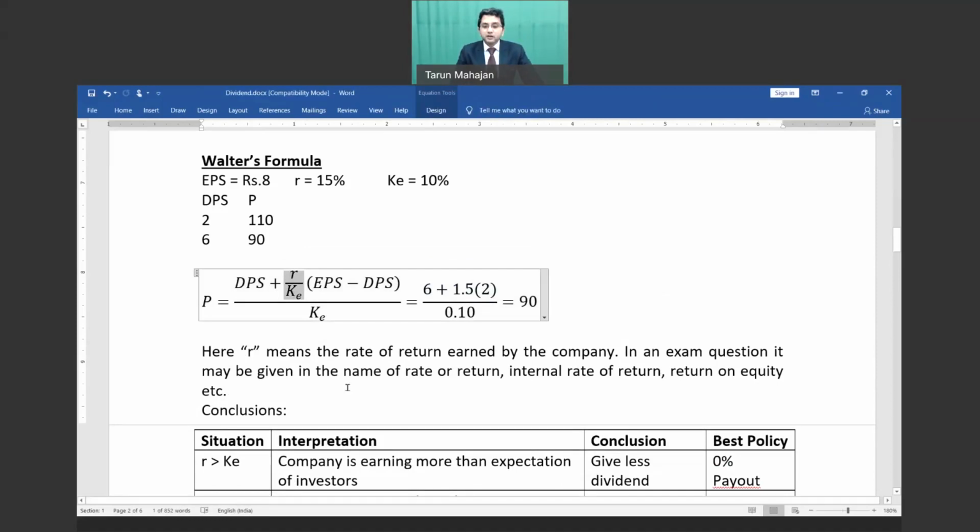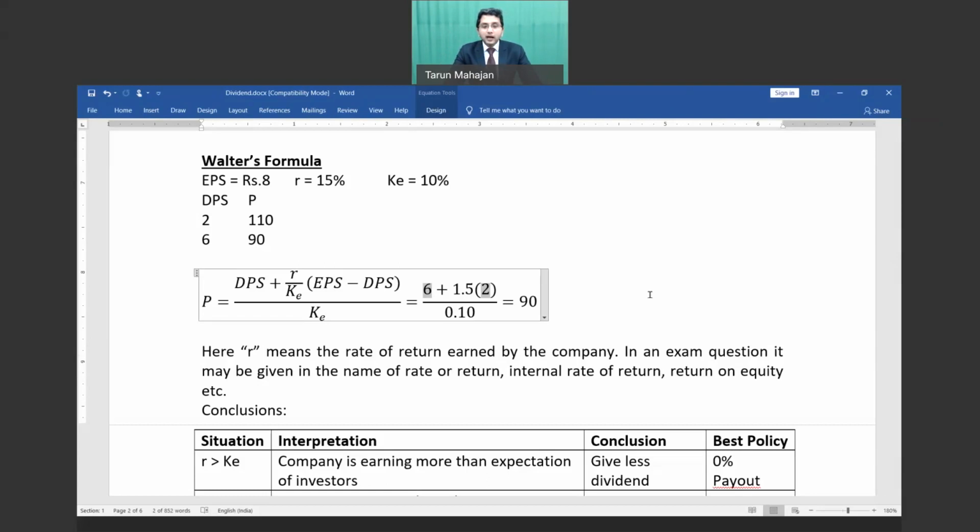So if the rate of return is more than cost of equity, this R upon K will be more than 1. Like this is 1.5. So whatever I put in the bracket: 6 rupees I am distributing and 2 rupees I am retaining. In total, 8 rupees is my EPS. If I distribute, it is outside the bracket. If I retain, it is inside the bracket. Whatever I put inside the bracket, it will become 1.5 times. And whatever I put outside the bracket, it will remain the same. So 6 rupees remains 6 and 2 rupees becomes 1.5 times. Right?